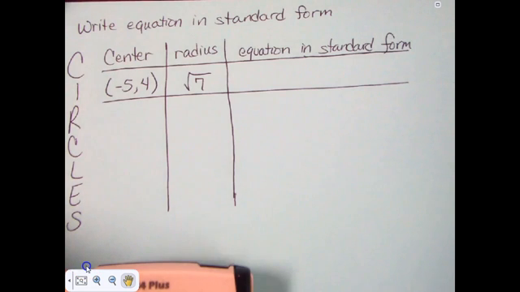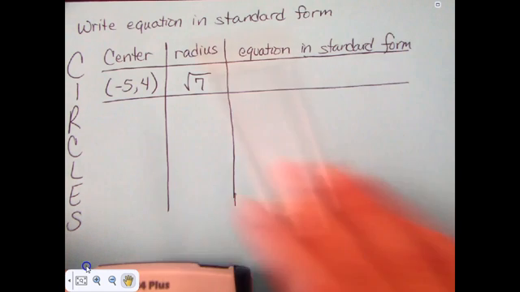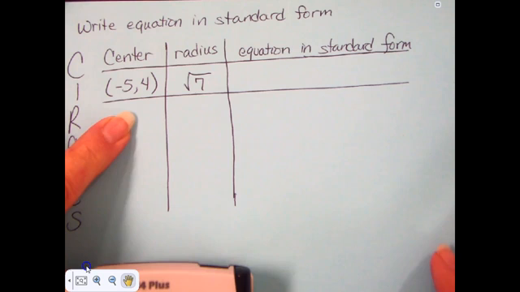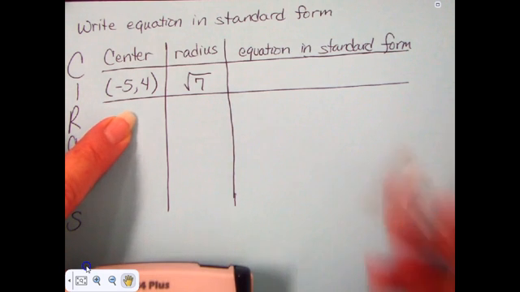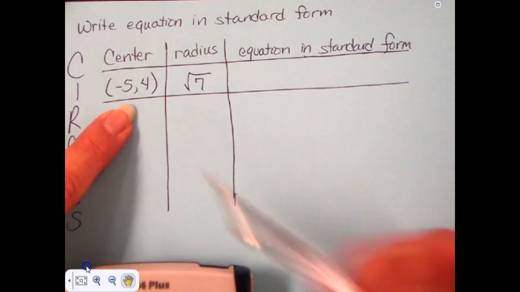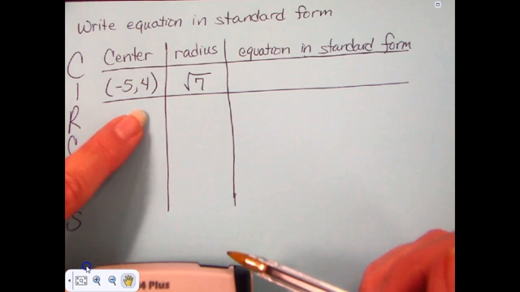Hi, this is Ms. Wiles, and in this video we'll be focused on circles and writing their equations in standard form when we know the center and the radius, and maybe later on we'll do an example where we just know some point on the circle. In this example, our center is at -5, +4.